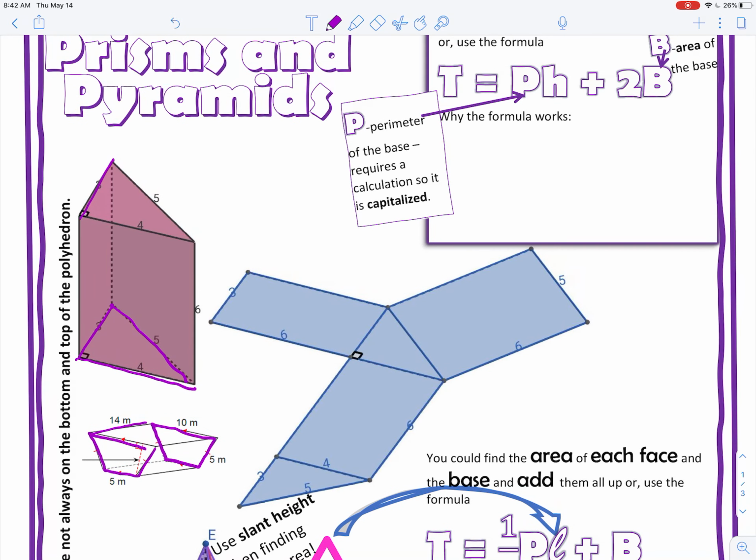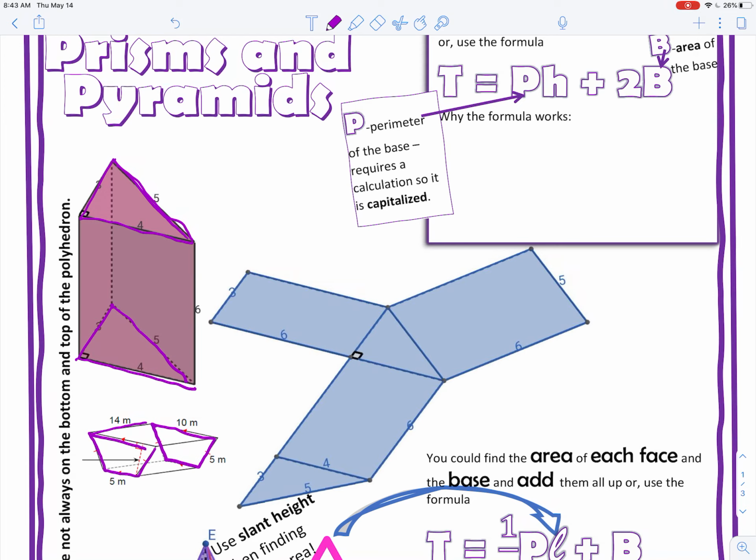So we have our two bases. These two bases are triangles. They happen to be right triangles. And so this is a right triangular prism. And the reason it's a right triangular prism is because it's perpendicular. The bases are perpendicular to each other, not so much that they have right triangles. It's not slanted to one side. It's straight up and down. Okay, so two right triangles are the bases.